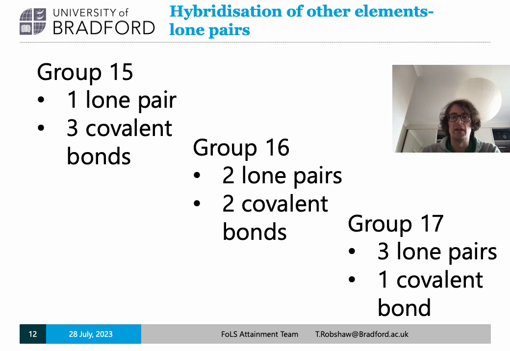Elements in group 15 of the periodic table, nitrogen and phosphorus are the common ones that you'll encounter, have 1 lone pair and make 3 covalent bonds to complete their octets. Elements in group 16, common ones are oxygen and sulfur, have 2 lone pairs and make 2 covalent bonds. Elements in group 17, the halogens, have 3 lone pairs and make just 1 covalent bond.